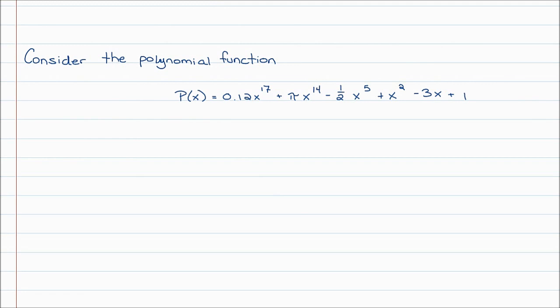Remember, what makes a polynomial is the fact that all the powers on our variables are natural numbers. So if you look at all our exponents on our variables here, they're all natural numbers. 1, 2, 3, 4, 5, 6, 7, 8, so on and so forth. There are no fractional exponents, and there are no negative exponents on our variables. So that's very important. That's what defines a polynomial function.